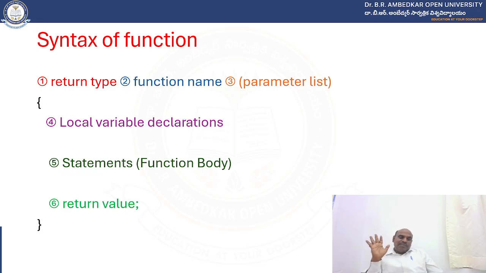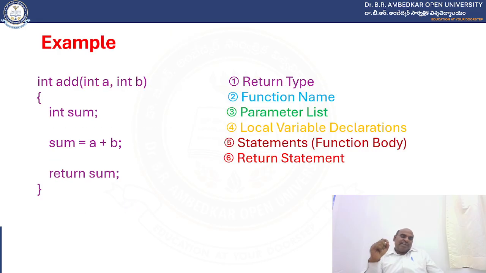So in total, there are six parts in the syntax of a function. One is the return type, another is the function name, third is the parameter list, fourth is the local variable declaration, fifth is the statement, and sixth is the returning value. We can learn this very easily with an example.